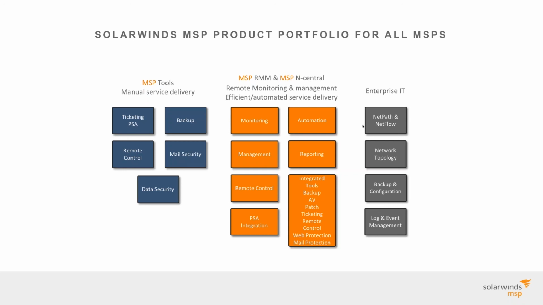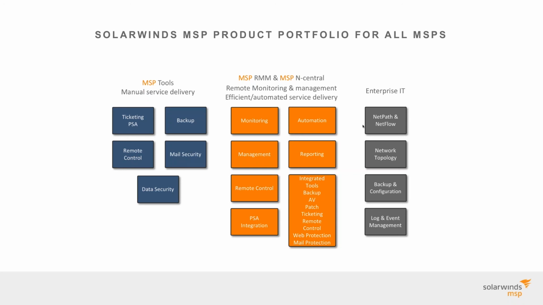Of course, reporting, we talked about reporting being incredibly important when it comes to patch management and making sure that you're aware of the failed patches. And then, of course, all the integrated tools that you normally find in an advanced RMM tool in terms of backup, antivirus, patch management, again, like we talked about, ticketing, remote control, web protection, and mail protection. All of those pieces can be integrated into the RMM and N-Central tools so that you can actually be monitoring it from one dashboard.